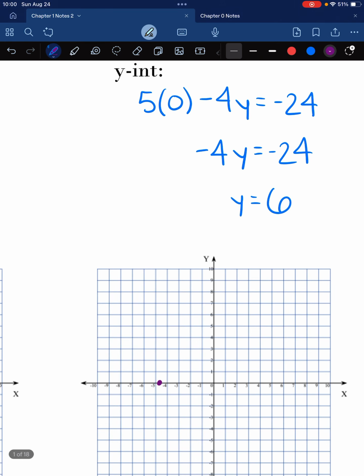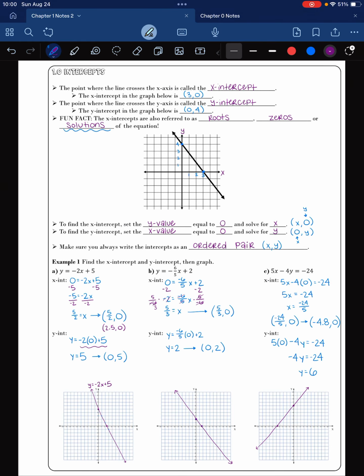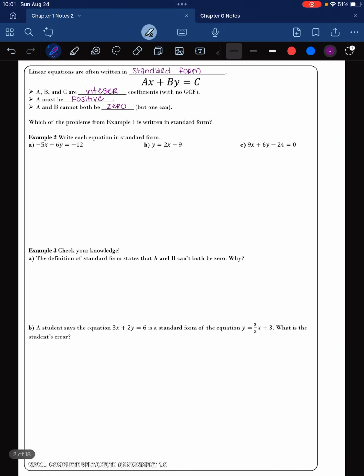That's why I always say check me, because I am perfectly capable of making mistakes just like you are. Beautiful. Okay, so that is finding the x and y intercepts algebraically. Moving on to the back.